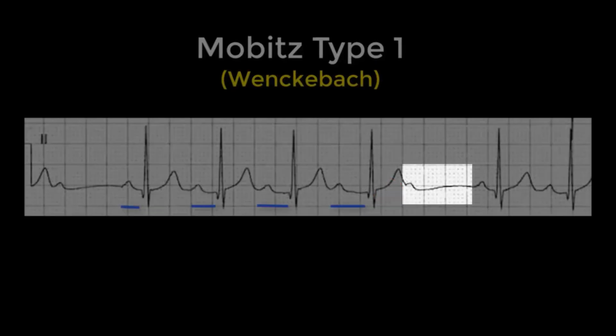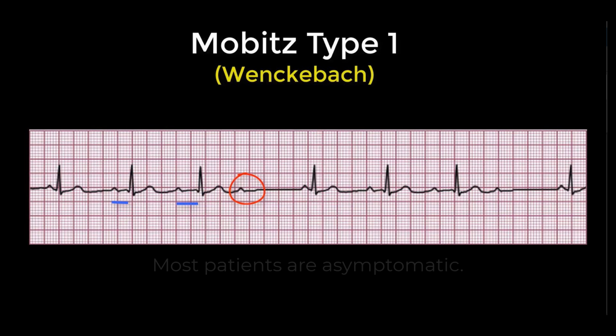Mobitz type 1 is not uncommonly seen after an inferior infarct. It may also occur due to drugs that affect the AV node. Most patients are asymptomatic and don't require specific treatment in the emergency department.